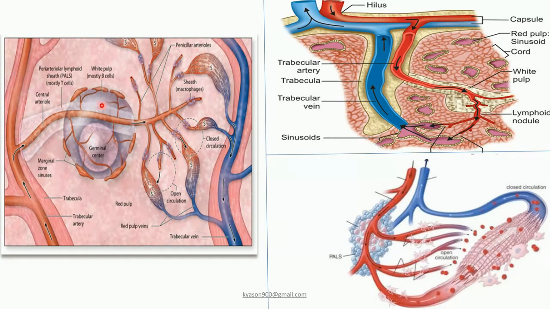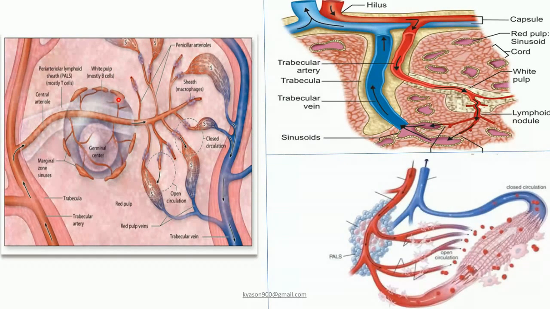Okay, so all this is the white pulp. We've explained its relevance. This is the white pulp made up of a central arteriole, this periarterial lymphoid sheath made up of T cells, and then these follicles that are made up of B cells.